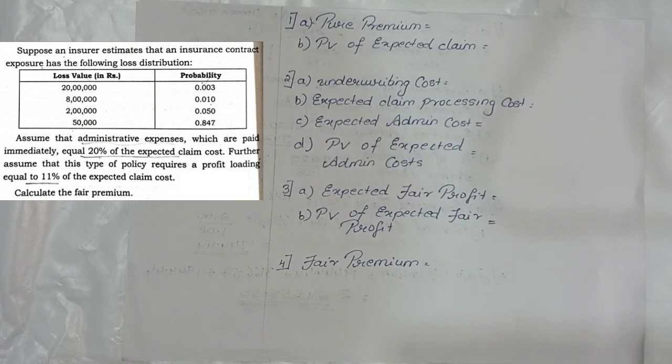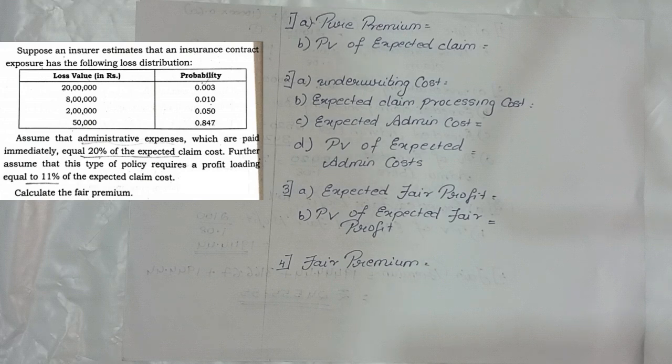Suppose an insurer estimates that an insurance contract exposure has the following loss distribution. They have losses of 20 lakh, 8 lakhs, 2 lakhs and 50,000, at various probabilities provided. Assume that the administrative expenses, which are paid immediately, equal 20% of expected claim cost. Further, assume that this type of policy requires a profit loading equal to 11% of the expected claim cost. Calculate the fair premium. Now remember, if they haven't provided any interest, we have to take a default interest rate which is 8%.